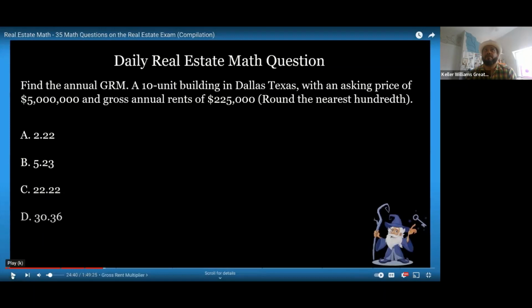So let's do it again. A 10-unit building in Dallas, Texas, with an asking price of $5 million and a gross annual rent of $225,000. What do we come up with? Remember, price divided by rent. 22.22. Yep, 22.22.